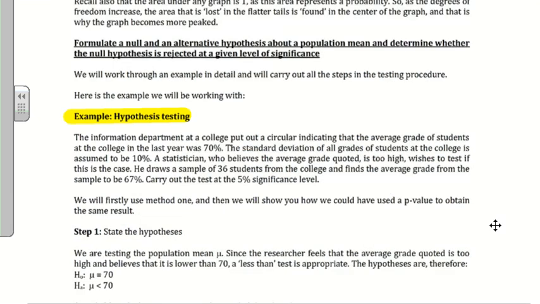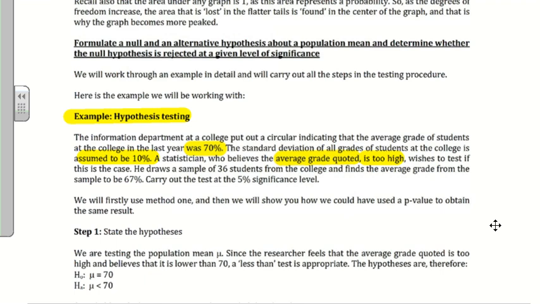The information department of a college put out a circular indicating that the average grade of their students was 70%. The standard deviation related to those marks was 10%. Comes out a statistician and he says there's no way. And what does he say? He believes that the average grade quoted of 70% is way too high. He says, no, listen, hold on a second.